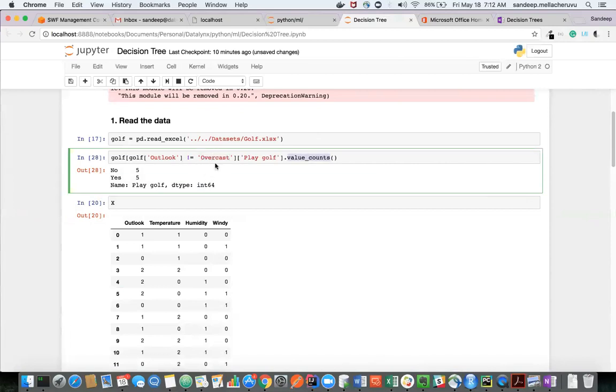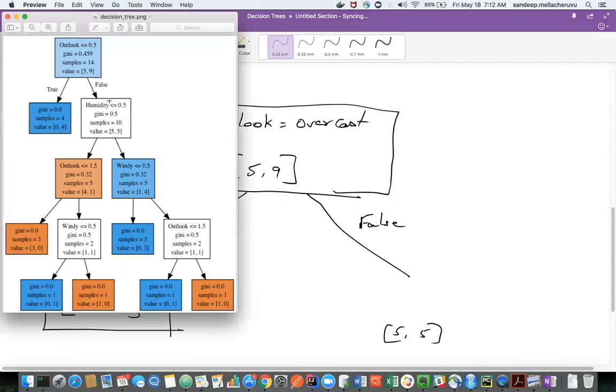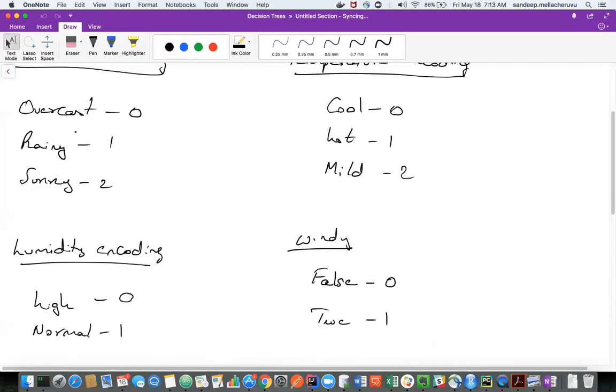Now when outlook is not equal to overcast, I have to find another variable on which I have to split the data again. Now the algorithm found that humidity less than 0.5 is the better variable to split on. How it found that is not something that we are going to understand at this moment. We are going to understand a little later. But assume that the computer already found that humidity less than 0.5 is correct.